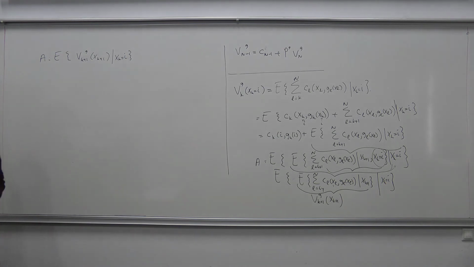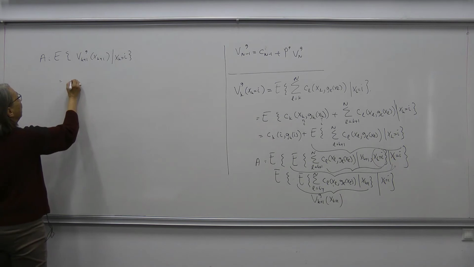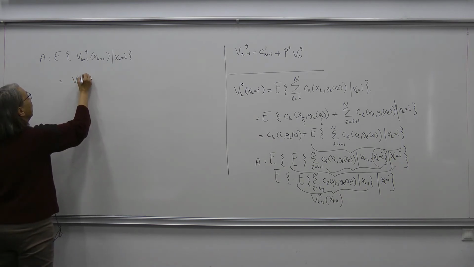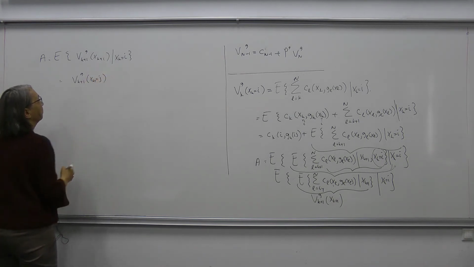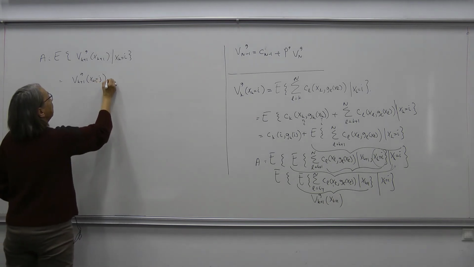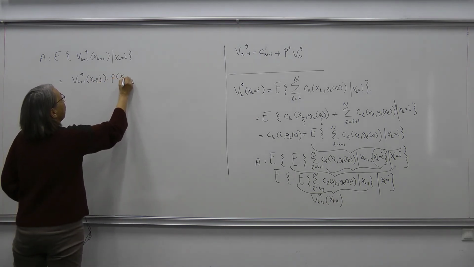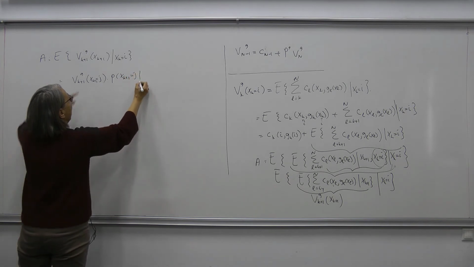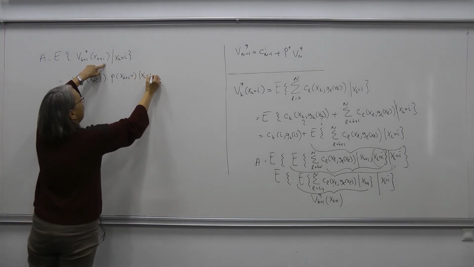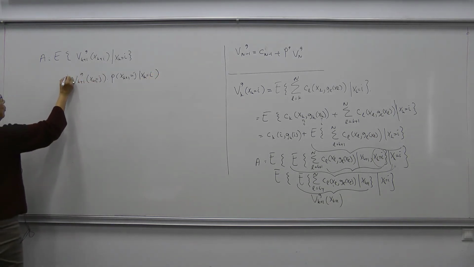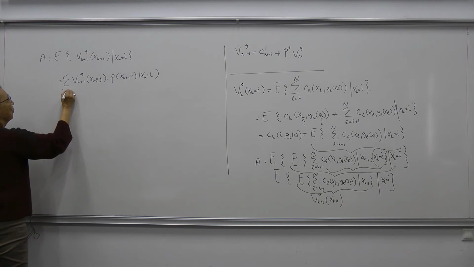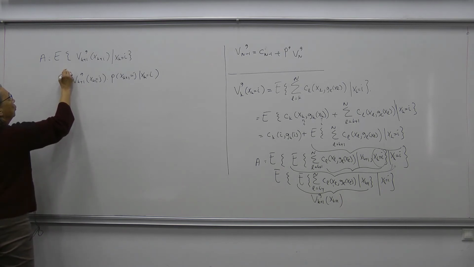Now the computation of this expectation is not difficult, because this is equal to the value of Vk+1^g when xk+1 is equal to j, multiplied by the probability that xk+1 is equal to j, but we have the given condition that xk is equal to i. Of course, we have to take the sum over all possible values of j, starting from 1 to capital I.